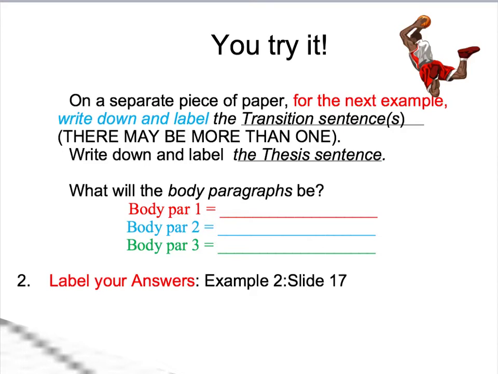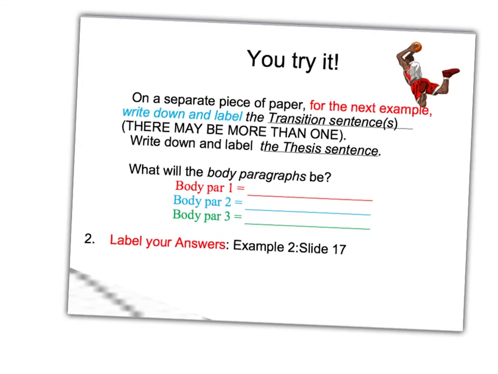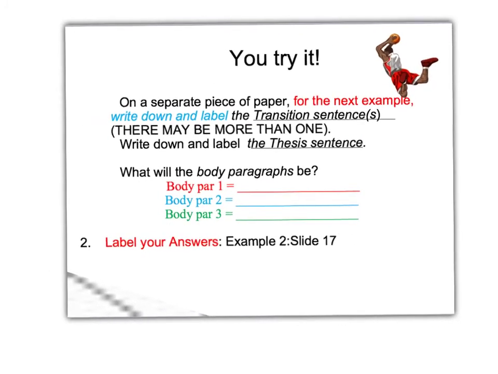All right. So again, another example is going to come up, and this is what you need to do for the next slide. On a separate piece of paper, write down the transition sentences. There may be more than one. Write down and label the thesis sentence, and then finally, tell me what the body paragraphs will be about. Just the main idea or topic. Same thing, body paragraph 1, and write the main idea or the topic. Body paragraph 2, etc. Label your answers. Example 2, slide 17.